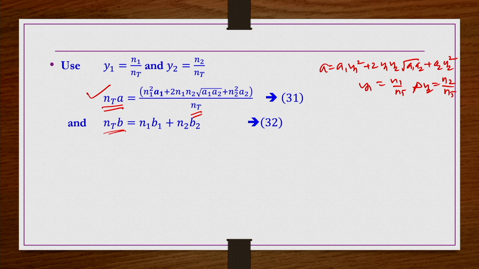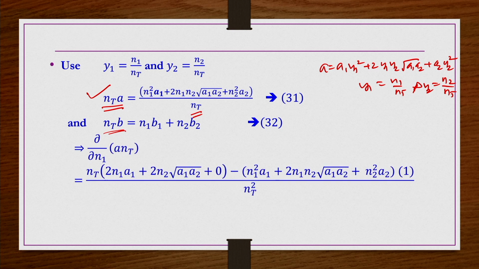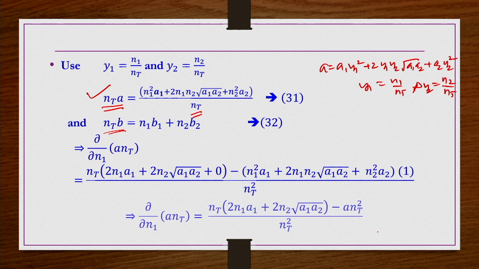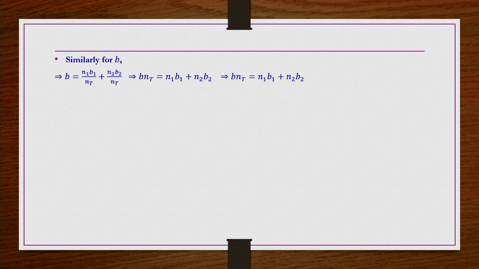So that we can get ∂/∂N1 of (NT B), which is required to get V1 bar. So when we partially differentiate this NT A and NT B with respect to N1 and then simplify, we get this expression, right. Similarly, the B relation that we have, B is equal to N1 B1 by NT plus N2 B2 by NT.